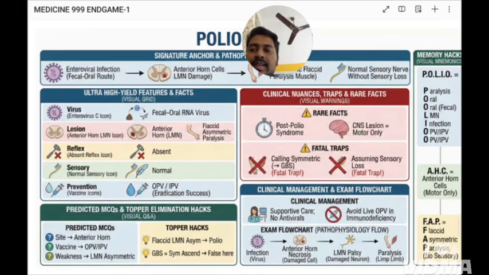It is a pure motor type of disease. So first, it is enterovirus. Second, the lesion is in the anterior horn cell. Third, reflexes are absent because this is a lower motor neuron type of lesion. Fourth, sensory is normal, and sixth, vaccine prevents it. Actually, we have both injectable and oral polio vaccines.